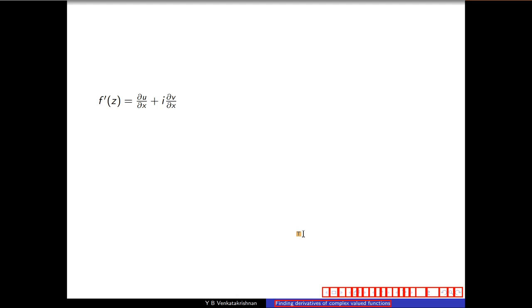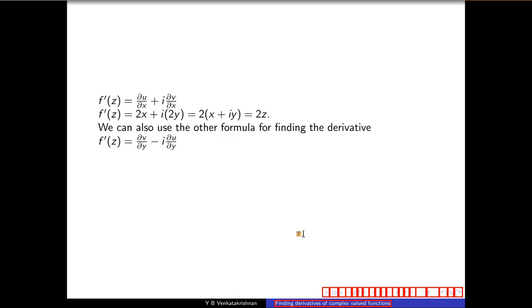So I use the formula f dash of z is equal to dou u by dou x plus i dou v by dou x. I substitute the value of dou u by dou x and dou v by dou x, and I get the value as 2z. I can also use the other formula, namely f dash of z is equal to dou v by dou y minus i into dou u by dou y. And again, substituting the corresponding values, we get the value of f dash of z as 2z.